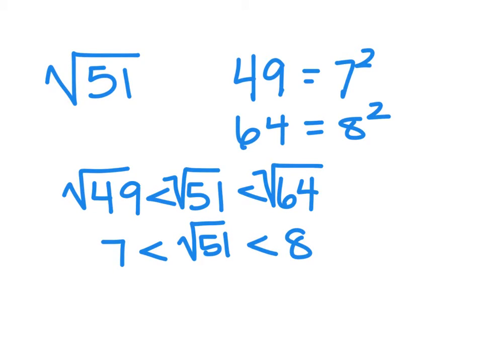Now our next step is to find the average between 7 and 8. So the average of 7 and 8 is 7.5, correct? 7 plus 8 is 15, divided by 2 is 7.5. So now we're going to square 7.5. You can use your calculator to do this. So 7.5 squared is 56.25.